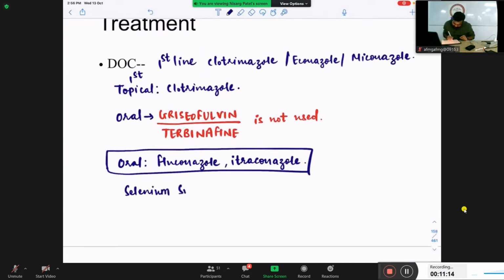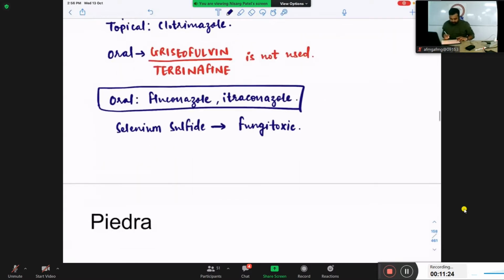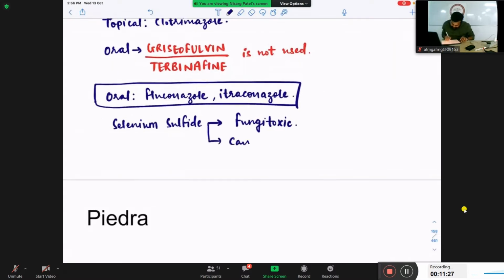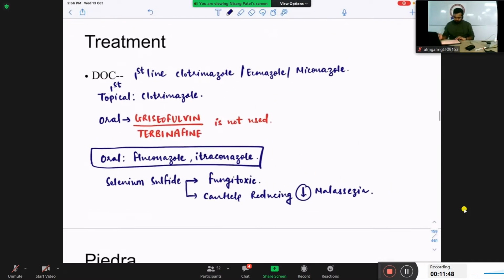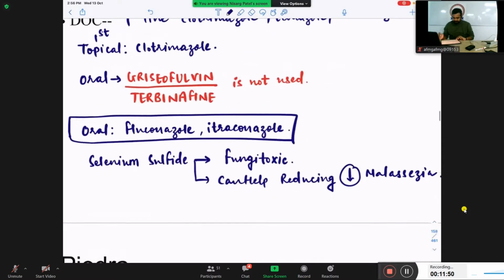Selenium sulfide. When we use selenium sulfide, remember it is fungitoxic. This lotion is fungitoxic and can help in reducing the disease.